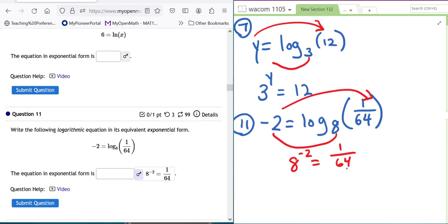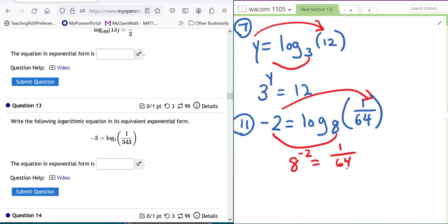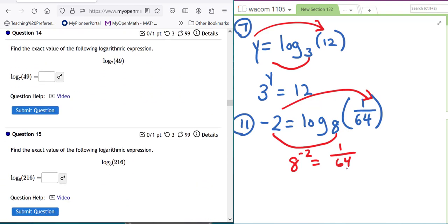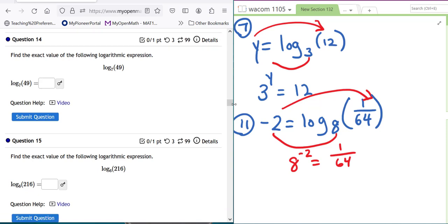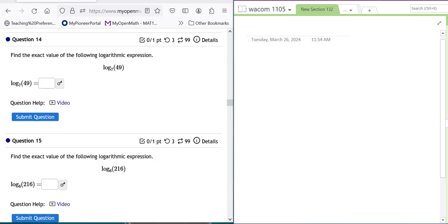It's just learning to switch the forms really fast. Okay, that's a bunch of switching forms. Find the exact value of the logarithm expression. This is where you start using your rules, and so you want to make sure that you know those.